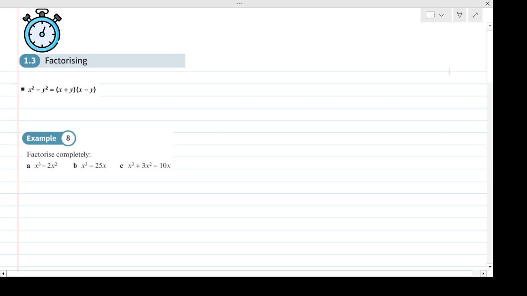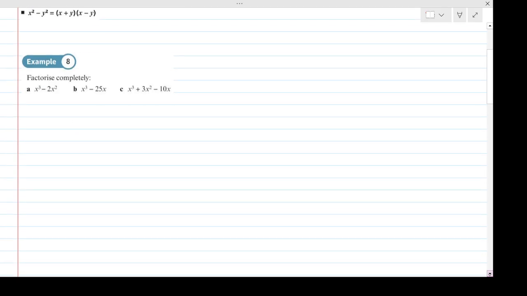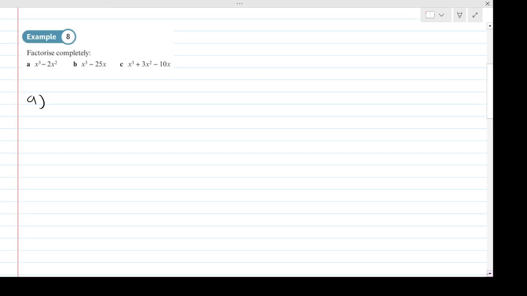Hello, so we need to be able to factorise various expressions including quadratics and completing the difference of two squares. Okay, so we need to factorise these expressions. So we have x cubed minus 2x squared, so we need to factor a term that's common to all the terms. So x is common, so I can pull out x squared to get x squared of x minus 2, okay? And that's it. I can't do anything more.